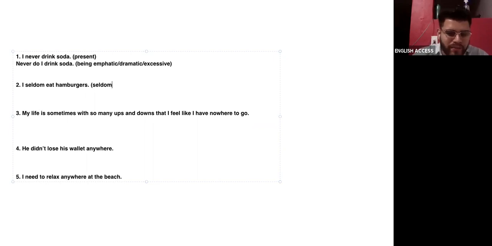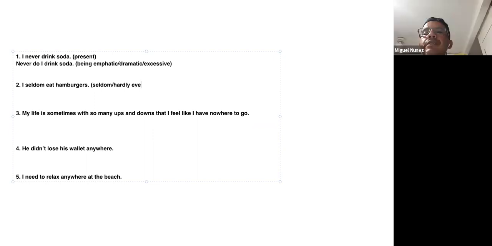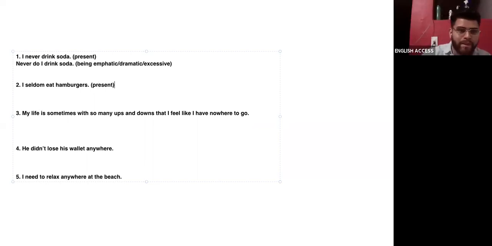Seldom is very similar to saying hardly ever, right? Yes. It's very similar. And rarely, again, this is the present, yeah. I seldom eat burgers. Seldom, how can I make this into an inversion?